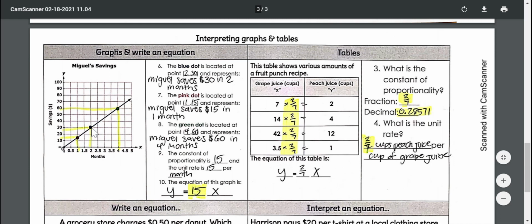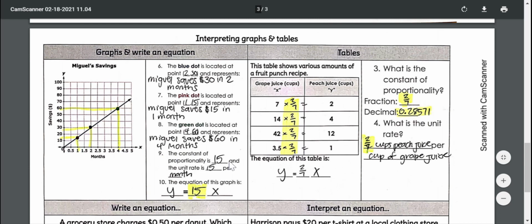Okay, the meaning of this coordinate is that Miguel, I got that from the title, his savings amount, that's from the y-axis, is $30. So he saves $30, which corresponds to 2 months. So Miguel saves $30 in 2 months. The pink dot is located at the coordinate 1, 15. That means that Miguel saves $15 in 1 month. The green dot is located at the point 4, 60. Okay, so that means that Miguel saves $60 in 4 months.